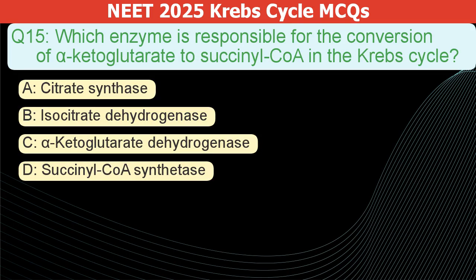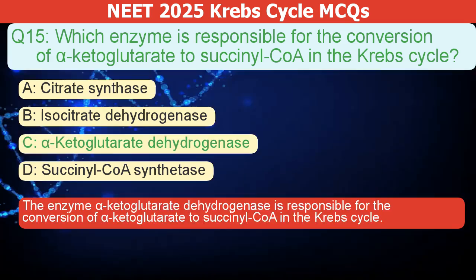Which enzyme converts alpha-ketoglutarate to succinyl-CoA in the Krebs cycle? A. Citrate synthase. B. Isocitrate dehydrogenase. C. Alpha-ketoglutarate dehydrogenase. D. Succinyl-CoA synthetase. The correct answer is C. The enzyme alpha-ketoglutarate dehydrogenase is responsible for converting alpha-ketoglutarate to succinyl-CoA in the Krebs cycle.